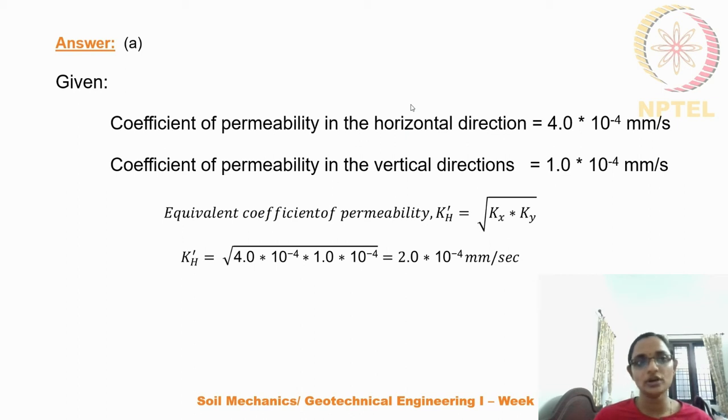So it's the square root of kx ky. Kx is in the horizontal direction, ky is for the vertical direction.